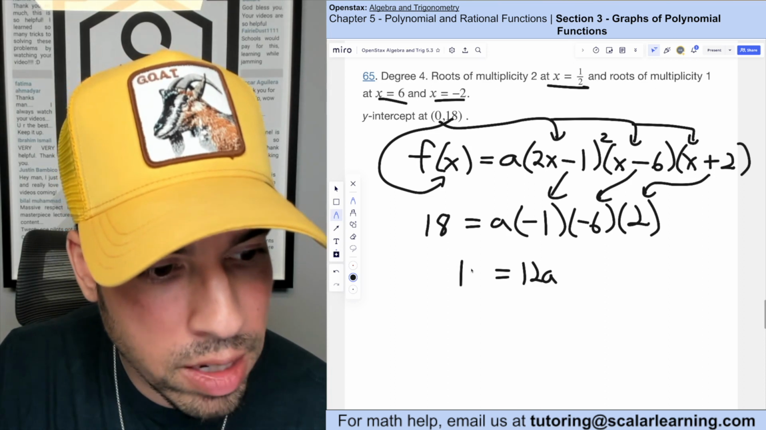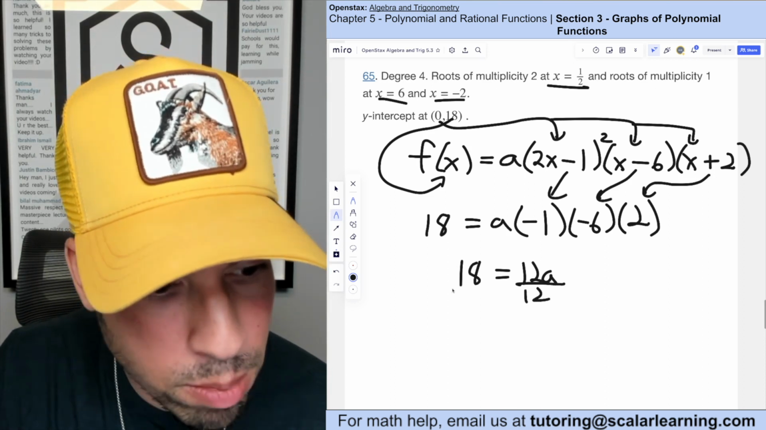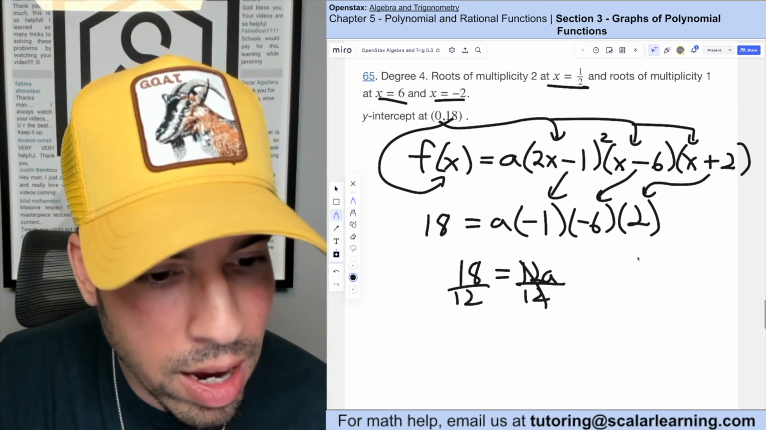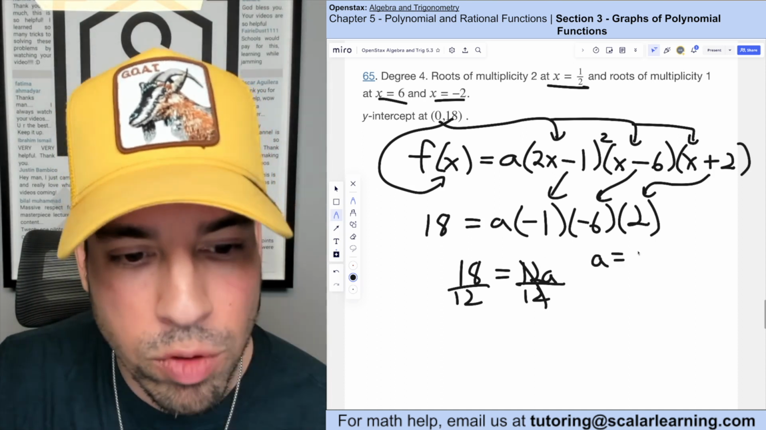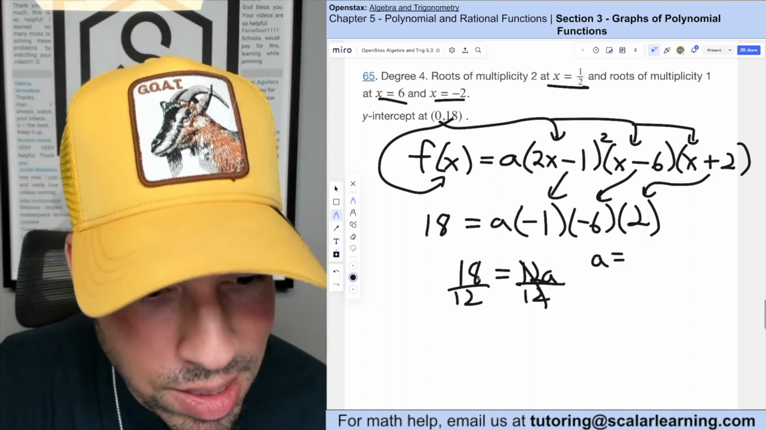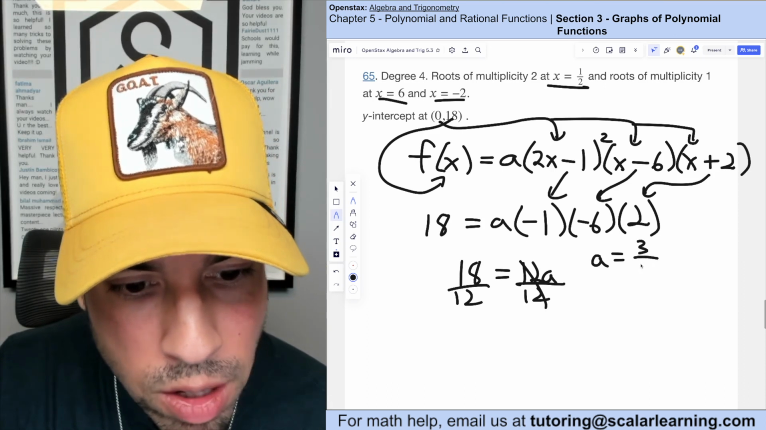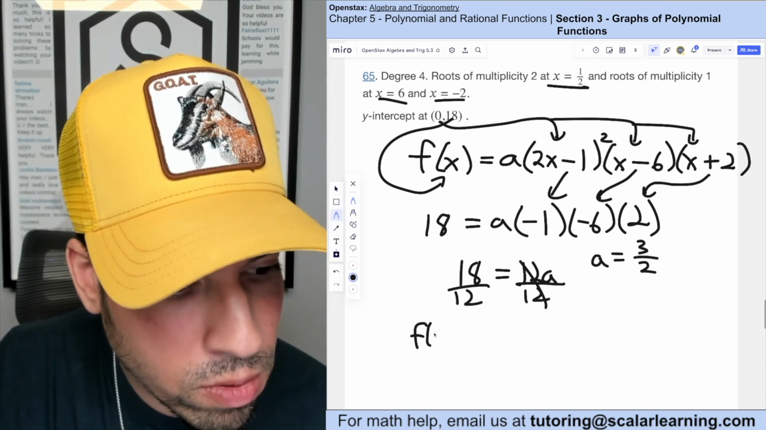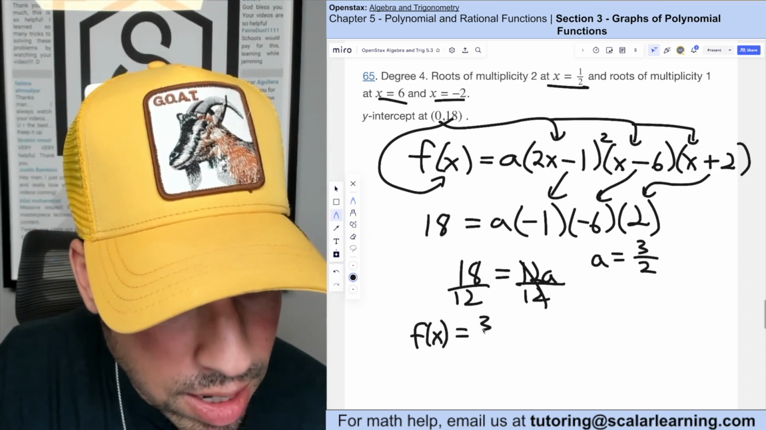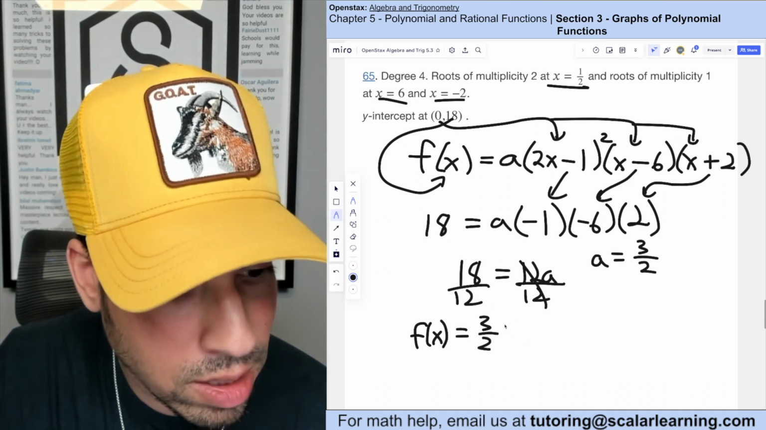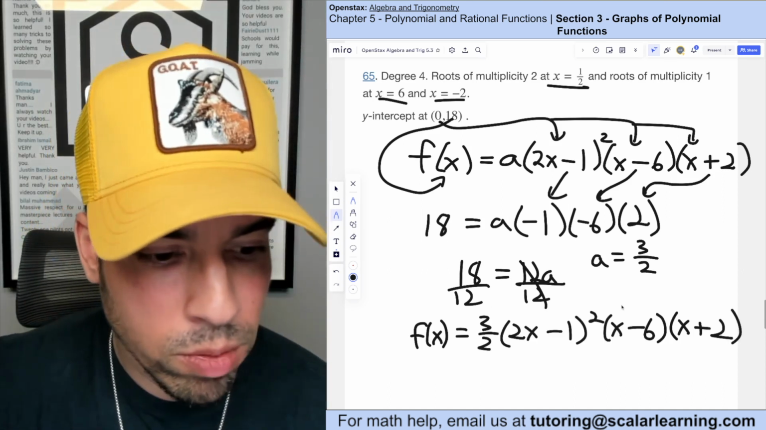So we get 12a equals 18, and when we divide both sides by 12 to isolate for a, we get a equals 18 over 12, which simplifies by dividing by 6 on top and bottom to 3 over 2. And then our final function is f of x equals that a value, and then everything else stays the same. And there's your answer, boom, done.